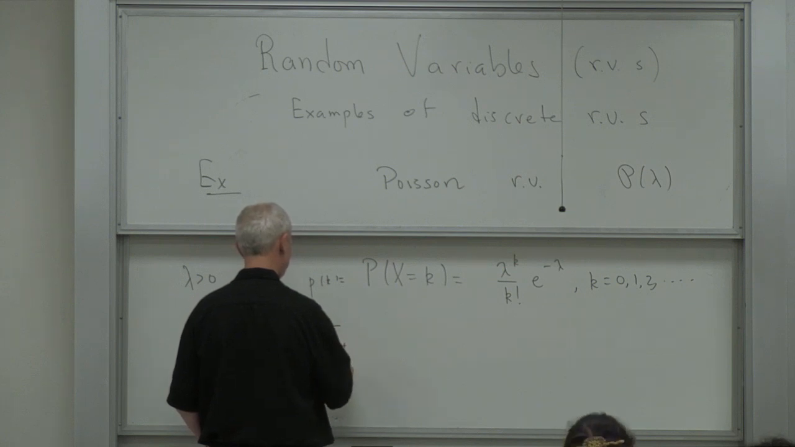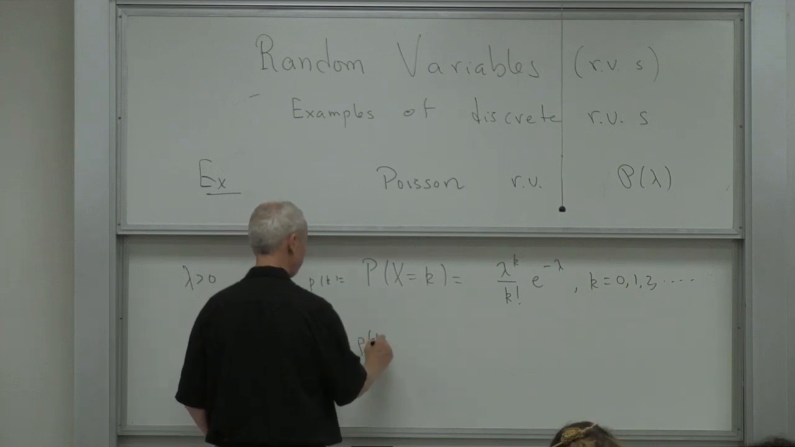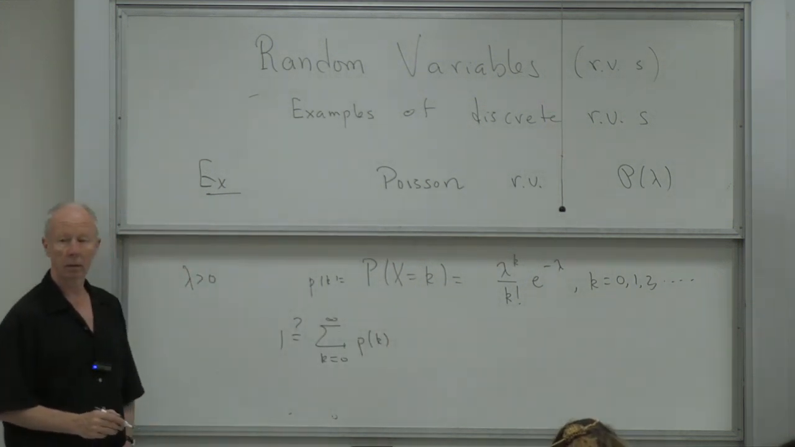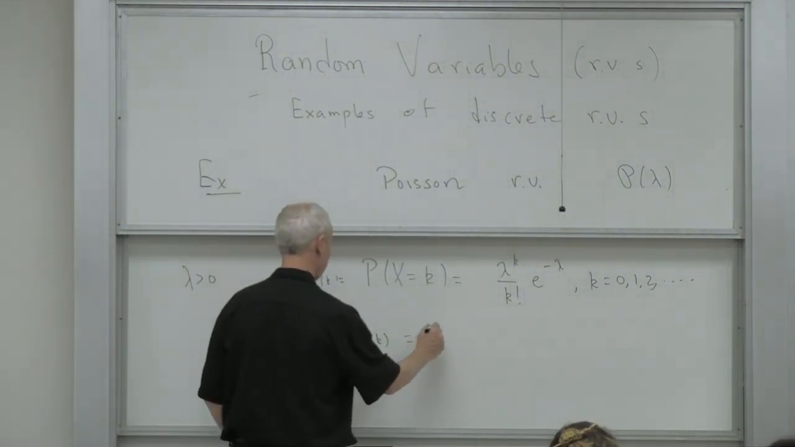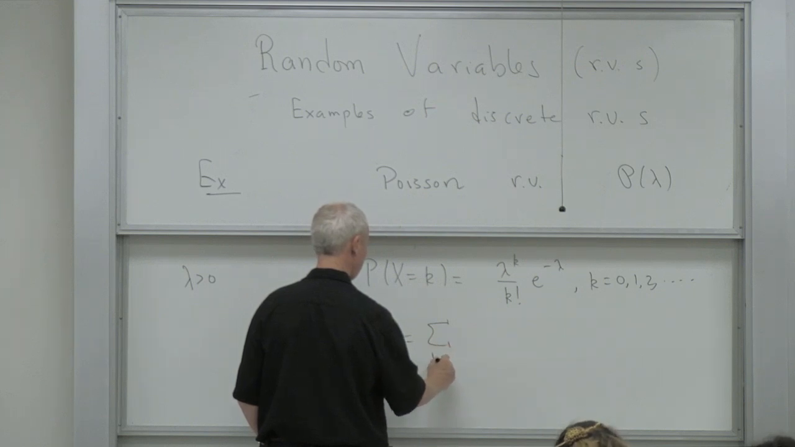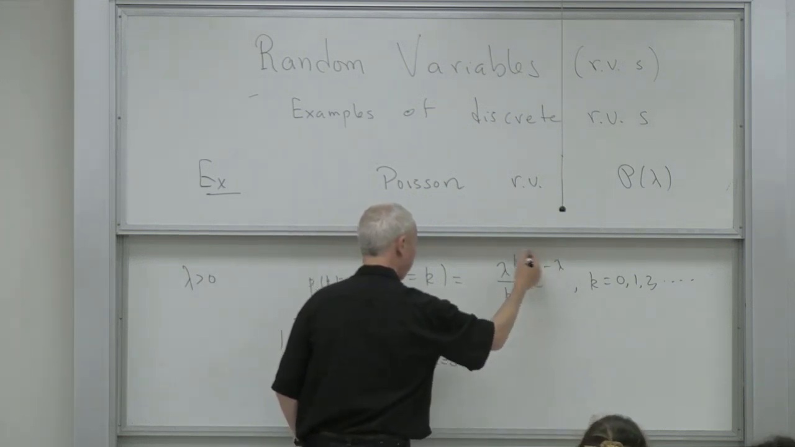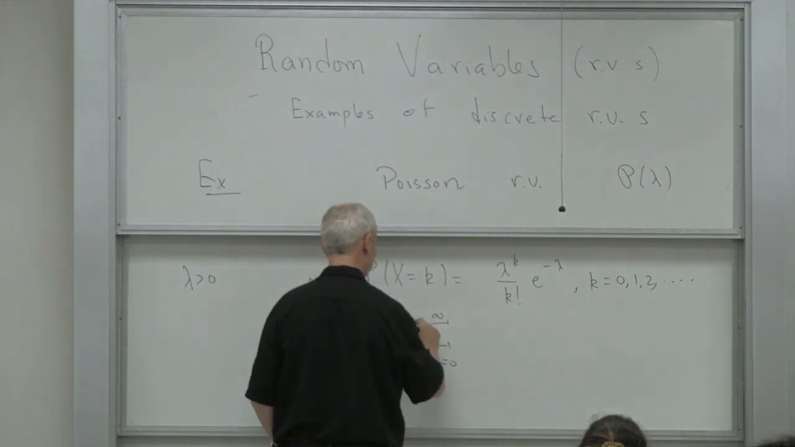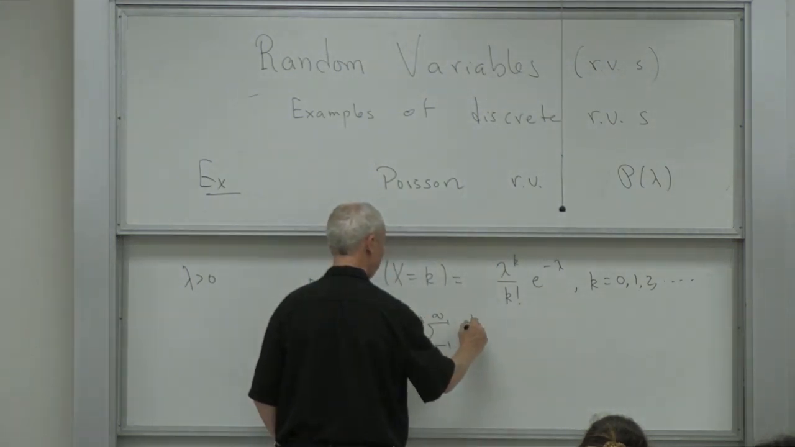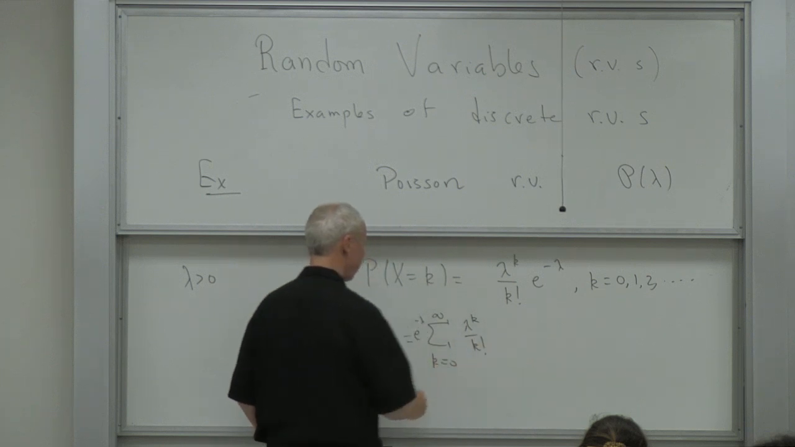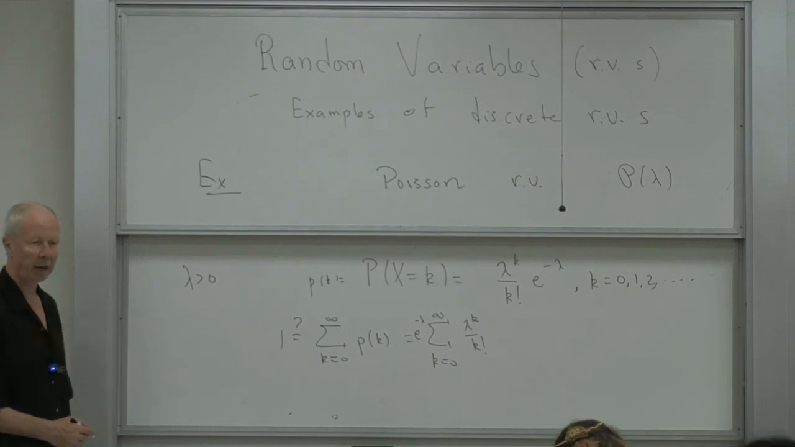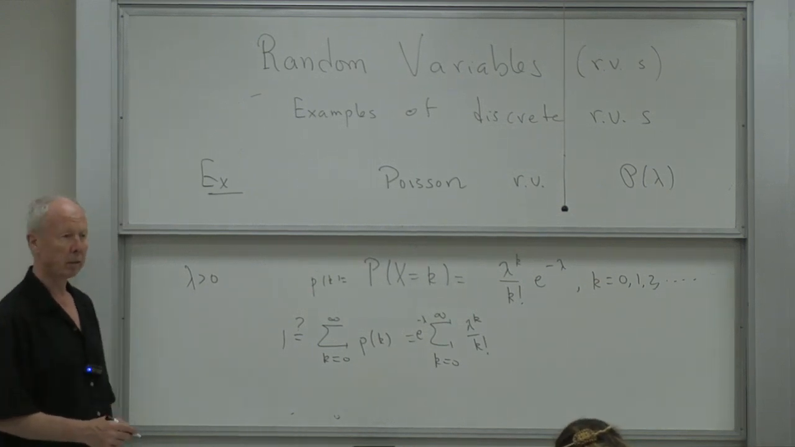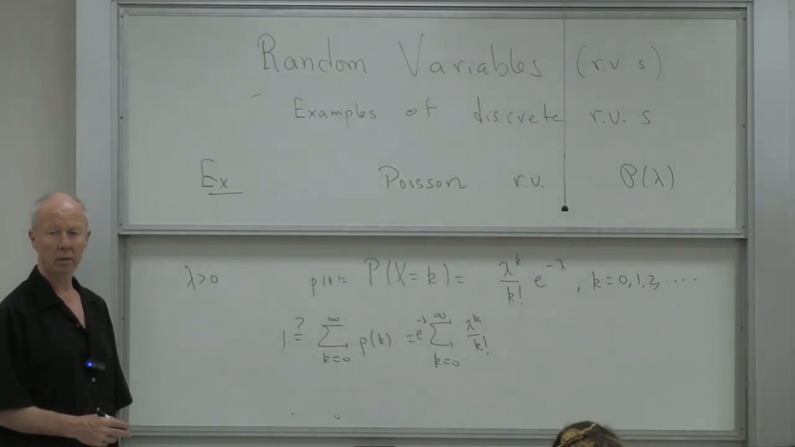Is it true in this case that this sum is 1? Now, I have to sum this thing, but the e to the minus lambda doesn't depend on k, so I'll pull it out. And that term lambda to the k over k factorial is left inside. What happens when I sum that from k going from 0 to infinity? Do you recognize that?